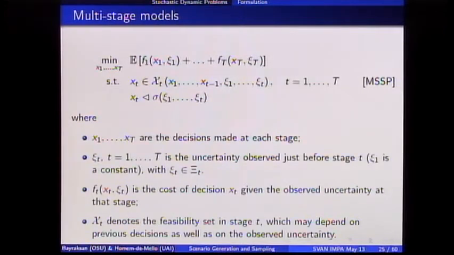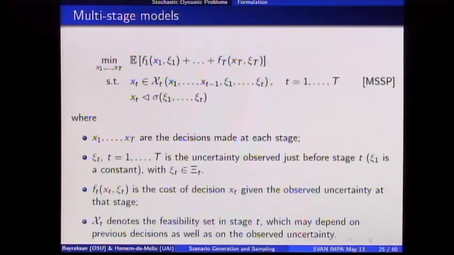So F is the cost, as we mentioned. And X_t is just the feasibility set, and the feasibility set depends on the previous decisions and the observed uncertainty. Also notice that we have this constraint here. What this means is that x_t is measurable with respect to σ(ξ1, ..., ξt), which you can think of as the sigma algebra generated by these random variables. You can think of this as the information observed up to time t. So x_t can only depend on the information you see up to time t.